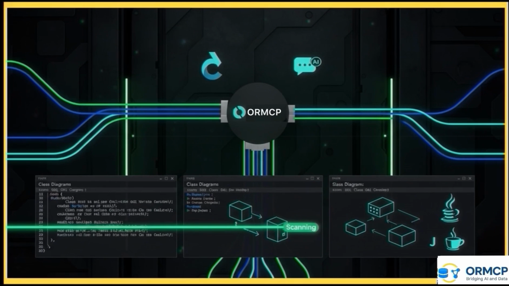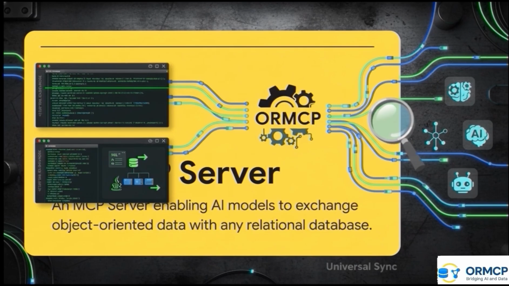Okay, so we have our data service, but how do we plug it into an AI model like Claude or ChatGPT? Well, we need a universal connector for AI. And that connector is the ORMCP server. Now, ORMCP stands for Object Relational Model Context Protocol. It's basically a translator. It speaks a language called MCP, the Model Context Protocol, which is an open standard designed specifically for how AI models talk to external tools. This server lets any AI that understands MCP communicate directly with our brand new microservice.